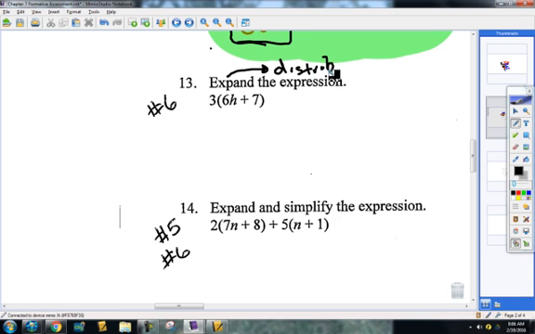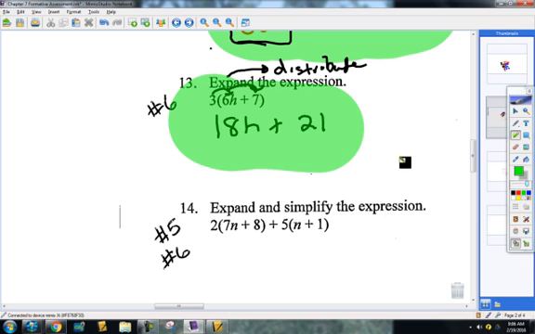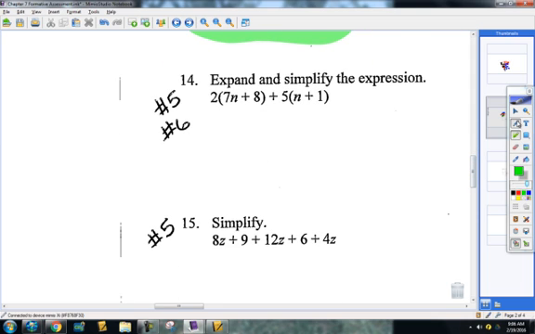Distribute. Same word. I'm going to distribute to both terms, which means multiply. 3 times 6 horses would be 18 horses. 3 times 7 constants would be 21.